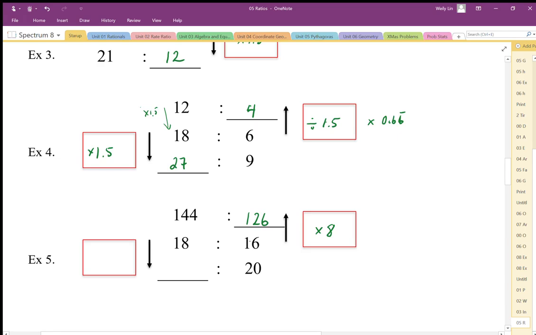Going from middle to bottom, 20 divided by 16, that's going to give us 1.25, so I'm going to times by 1.25. Okay, so 18 times 1.25, that's going to give us a decimal value. It's going to give us 22.5. Just double check that. Times, yeah, it's going to give us 22.5.